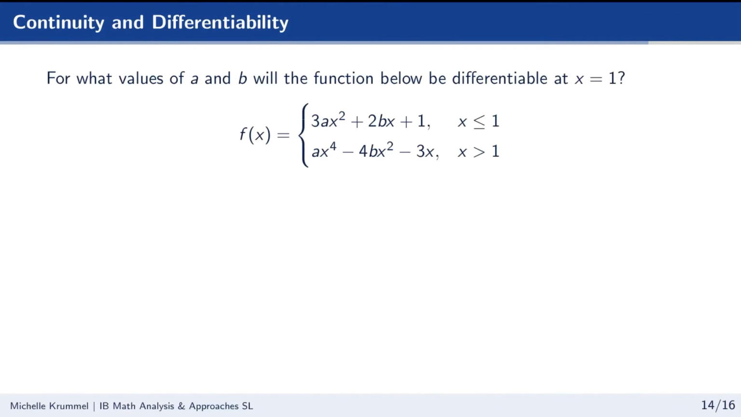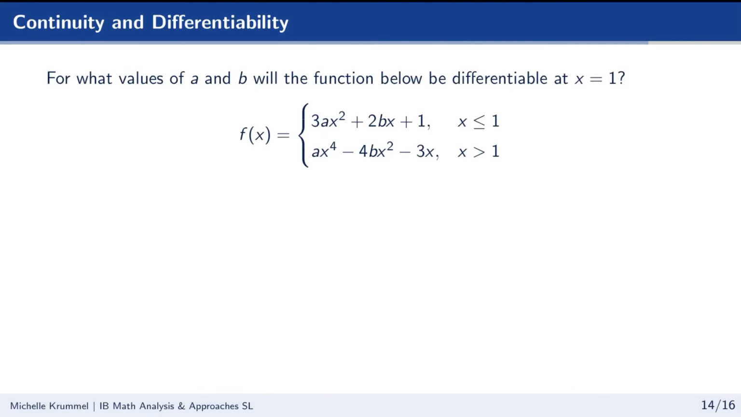Last example, for what values of a and b will the function below be differentiable at x equals 1? This doesn't say continuous and differentiable, but remember, if a function is differentiable, it's automatically continuous. So that's still going to be true. It's really finding what values of a and b are going to make the function f continuous and differentiable.